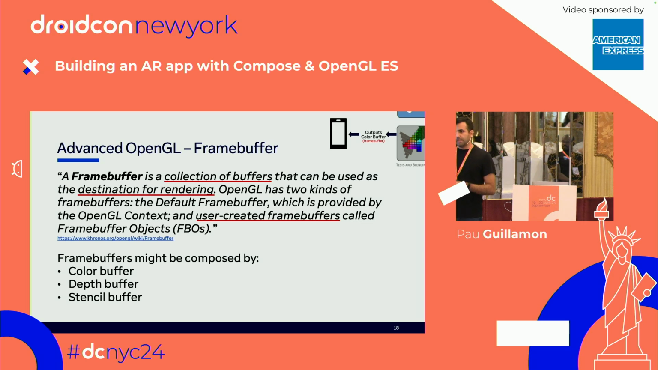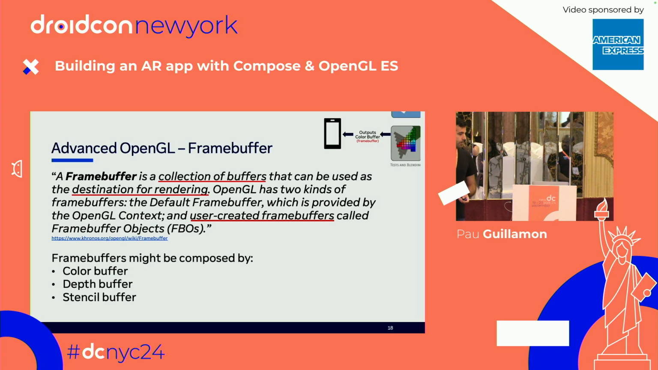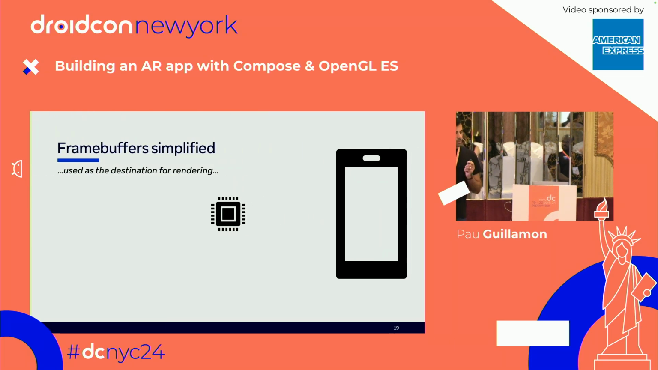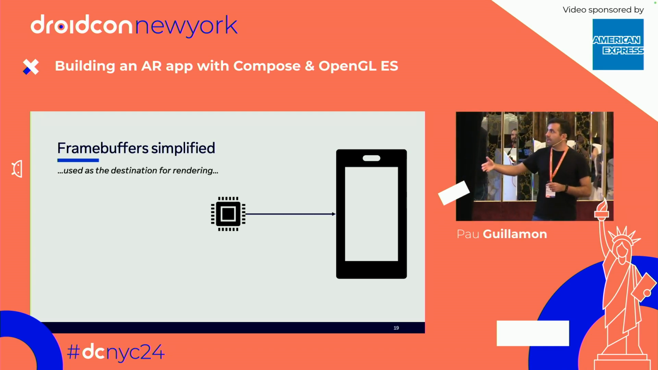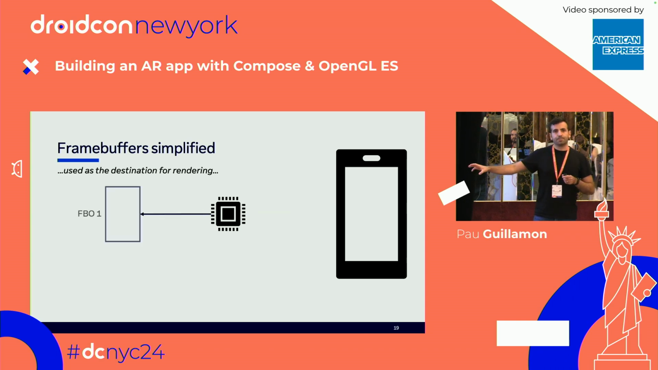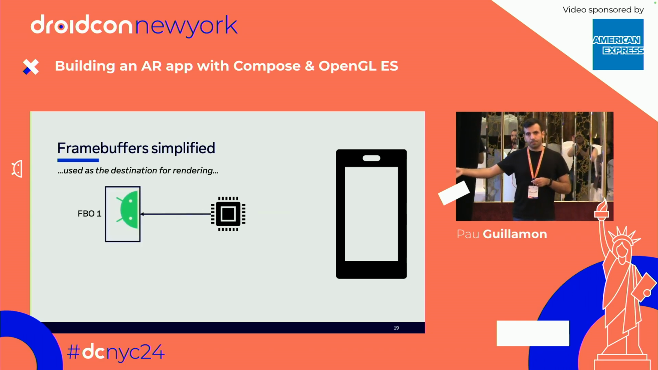For the sake of completeness, a frame buffer is a collection of buffers, which are the color buffer, the depth buffer, and the stencil buffer. As I said earlier, what we usually want is from the CPU to send some rendering commands and see something on the display. But now that we have frame buffers and we can use them as destination for rendering, we're not rendering on the display anymore directly. We're rendering somewhere else on a frame buffer. And we can render our virtual scene there.